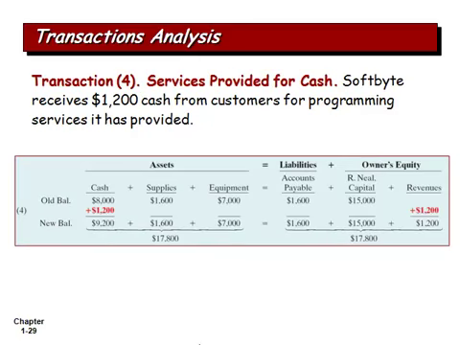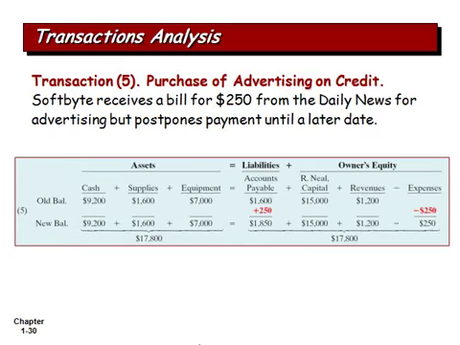Transaction 4, we did some services for customers. They paid us $1,200 cash, so we increased cash by $1,200 and we increased revenues by $1,200. And revenues is part of that owner's equity on our A equals L plus OE formula. Transaction 5, we bought some advertising from our newspaper. We haven't paid for it yet, so we increased accounts payable by $250 because we owe more money, and we increased expenses by $250. And this shows up as a minus $250. It's a minus from owner's equity, but it's an increase in expenses. That'll get clearer later on, I hope.